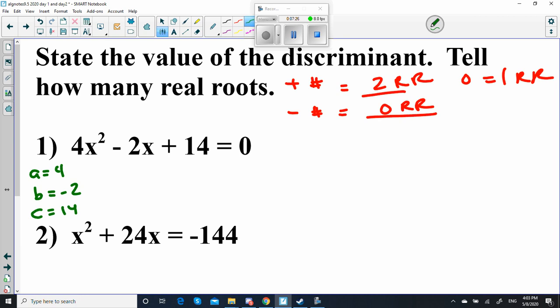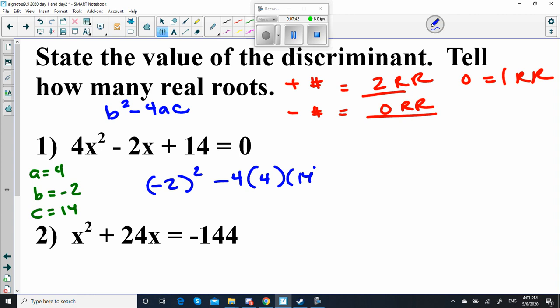So here we go. We're going to plug in. And we're just looking for the discriminant, so we're not doing the whole formula. We're only doing this part of the formula, b squared minus 4ac. So I'm going to take my negative 2 and put it in here for b. Negative 2 squared minus 4 times 4 times 14. Using my calculator, that gives me negative 220. That's the discriminant, negative 220.